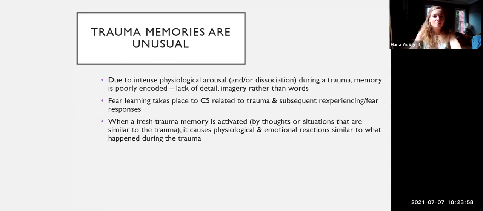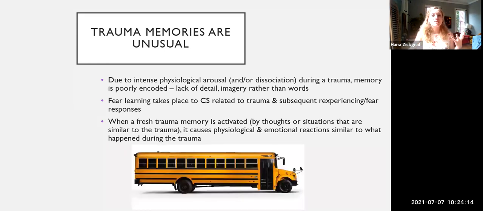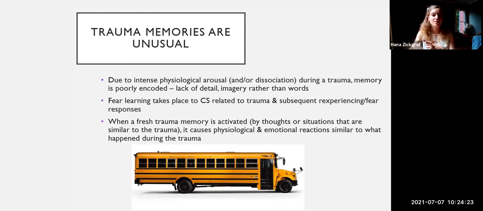So to summarize, because of the intense physiological arousal and sometimes dissociation that happens during a trauma, the memories of that trauma are encoded poorly. They're not encoded with a lot of detail and specificity. They tend to be encoded in imagery and emotions rather than in words. Over time, we experience fear learning because of the physiological activation that happens when we see things that trigger the trauma. We learn to fear and develop anxiety responses to not just the trauma memory itself, but memories, places, people, and events that trigger the trauma memory.